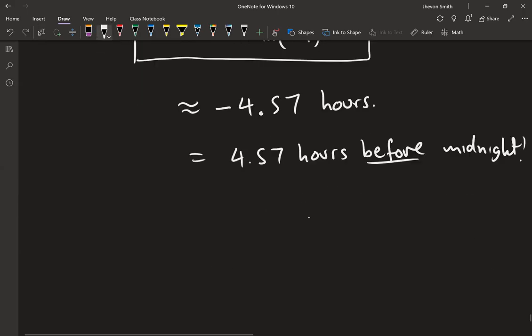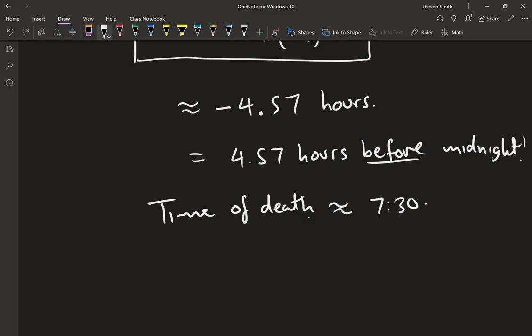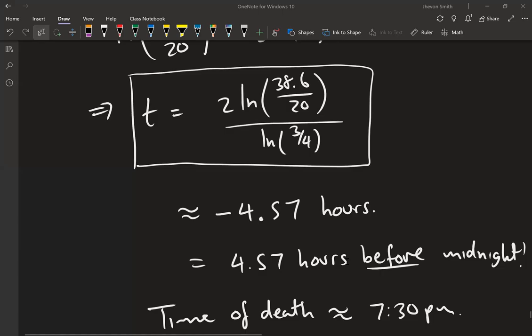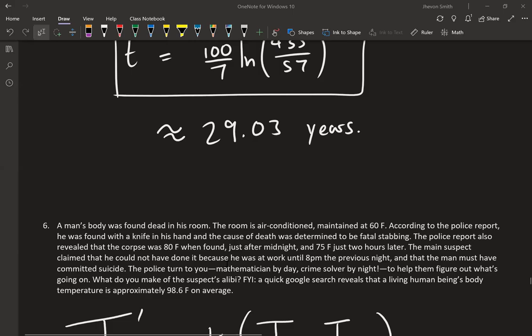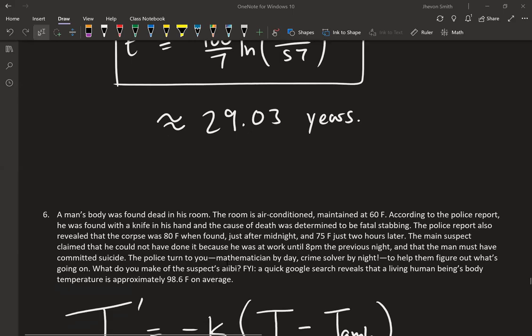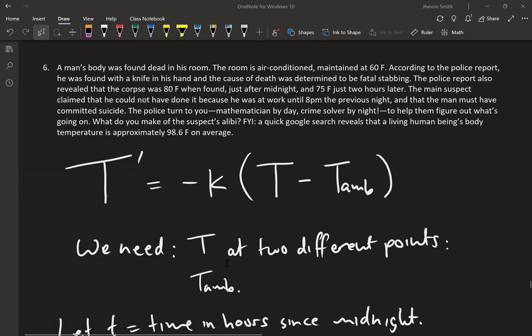Which means the time of death was roughly around 7:30 p.m. So one thing we do know is that if this person was correct in that they were at work until 8 p.m., they could not have personally done it. It's not to say that they can't get someone else to do it, but if we can verify that they were at work until 8 p.m., they are not physically themselves the murderer.